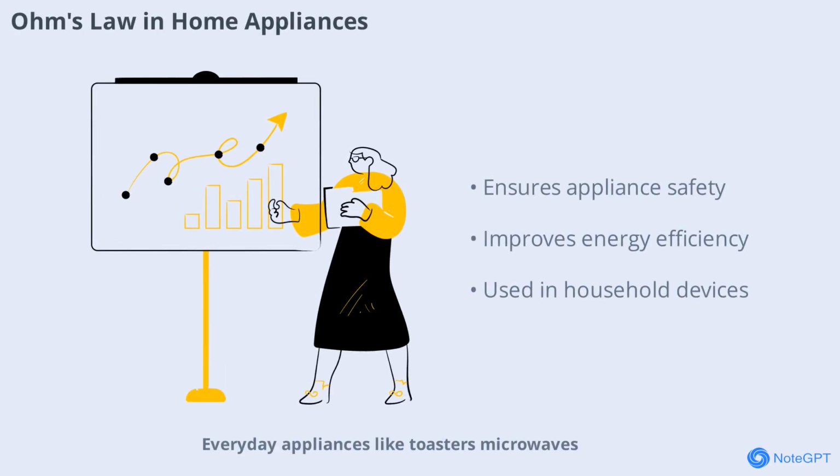Everyday appliances like toasters, microwaves, and washing machines use circuits designed with Ohm's law in mind. Manufacturers calculate the right voltage and resistance to ensure safe operation and energy efficiency. This principle keeps our homes running smoothly and our devices lasting longer.